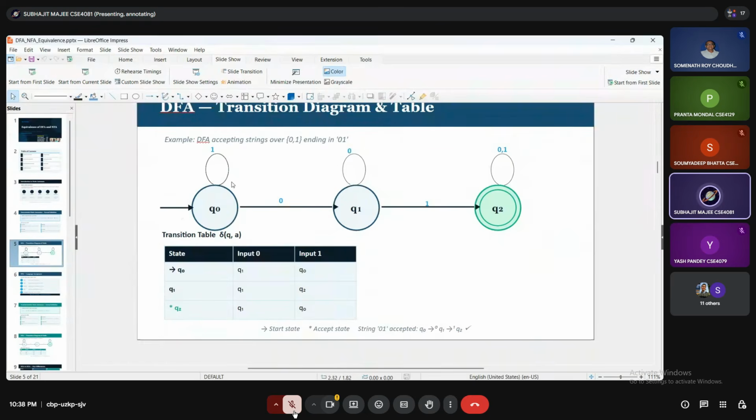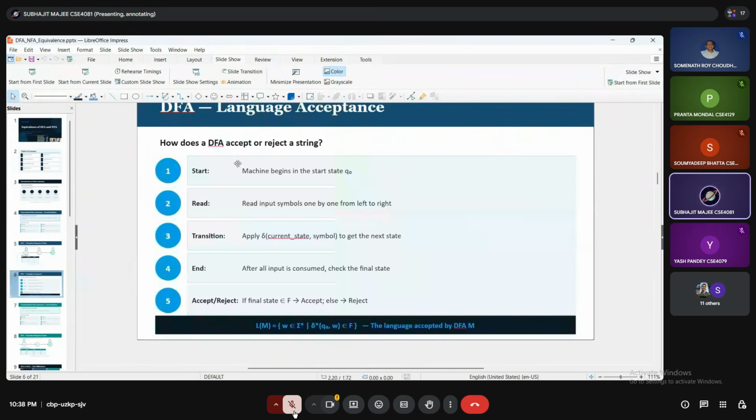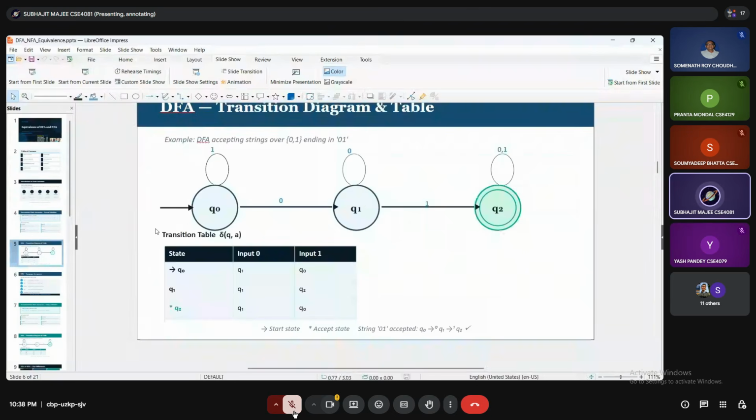For one state, one single term, we return to one single state. Then, as I have explained earlier, how does the DFA accept or reject a string? The machine begins in the start state q0, as I have told. Then it reads input symbols one by one from left to right.